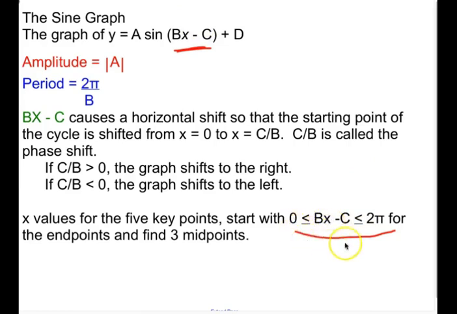This is the period of my initial graph. If I don't have any transformations for sine or cosine, then I'm going to start with 0 and end with 2 pi. But if I have a B or a C, then it's going to change. It's either going to stretch or shrink the graph horizontally, so I'll have a period change, or it's going to shift it horizontally, which means I'll have a phase shift. So if I take bx minus c and put it between 0 and 2 pi and solve for x, that's going to give me the endpoints, and then I can find the 3 midpoints using one of the 2 methods that we discussed previously.